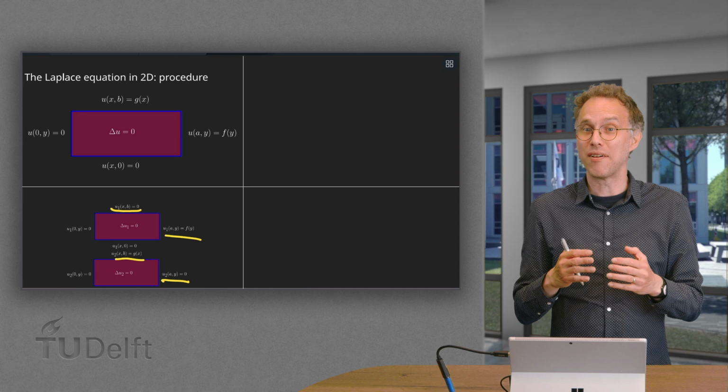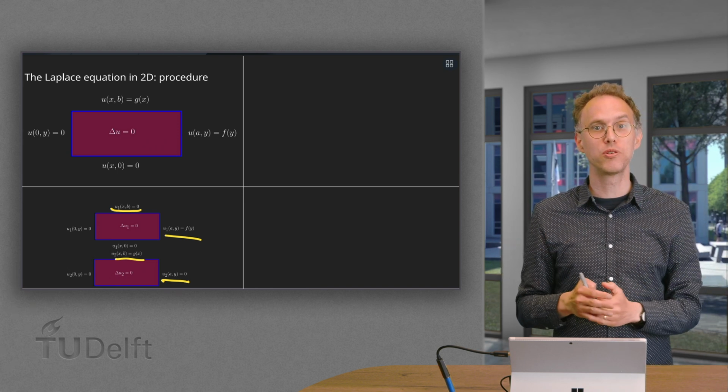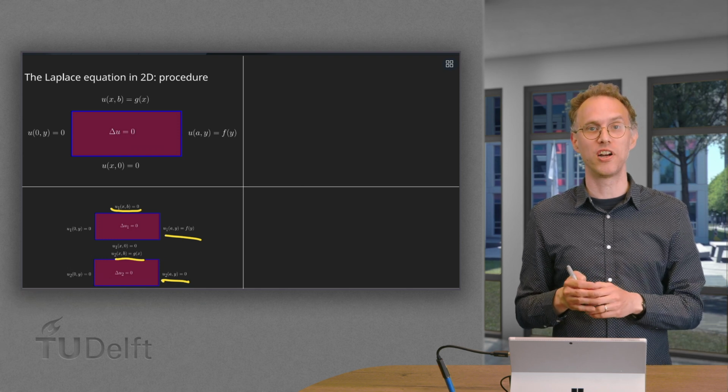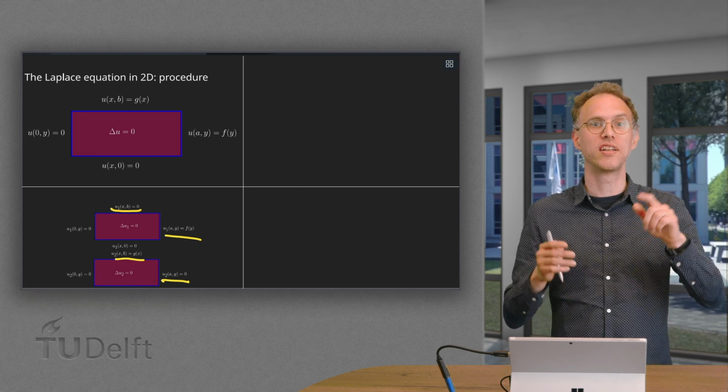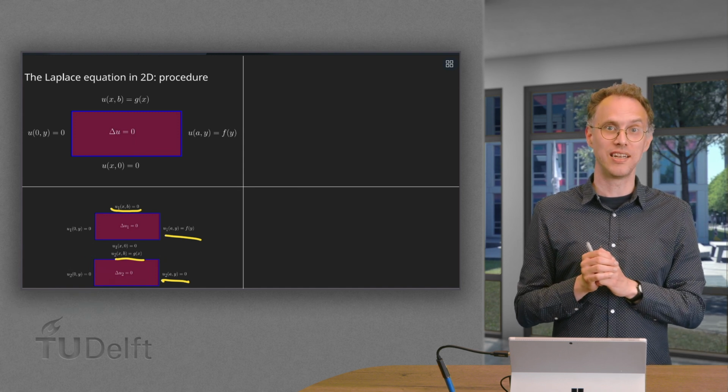Now, if you would have started with rubbish on all 4 sides, you do not split the problem into 2 parts, but into 4 parts, where you have rubbish on one side and 0 on all 3 other sides. So that is the idea.